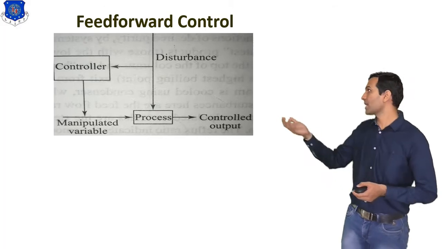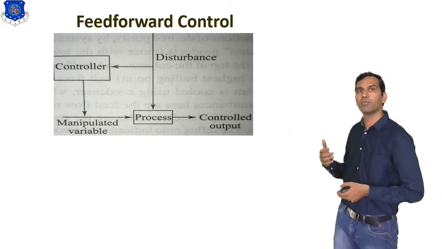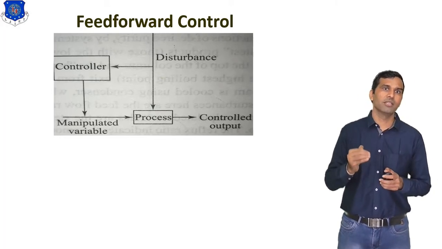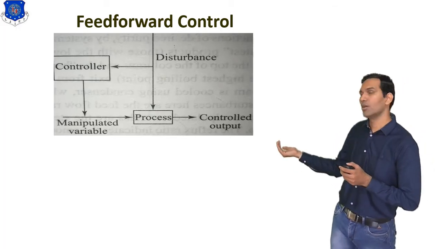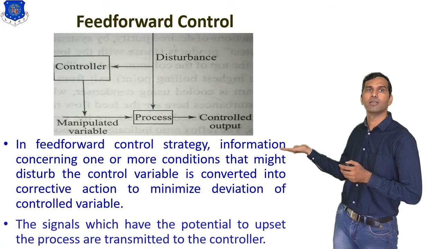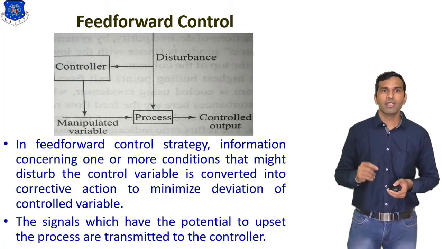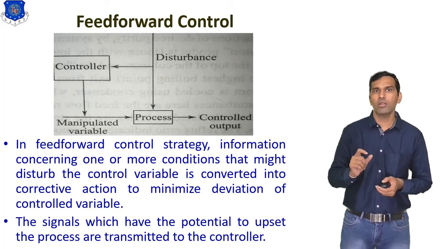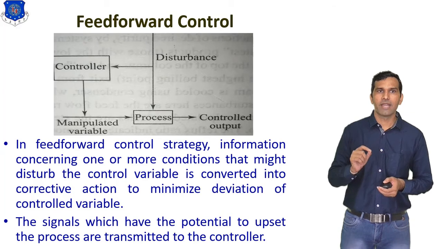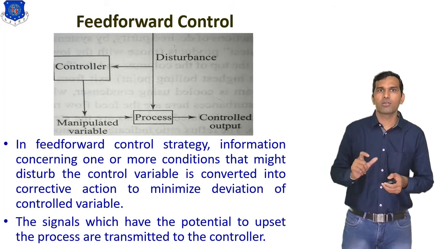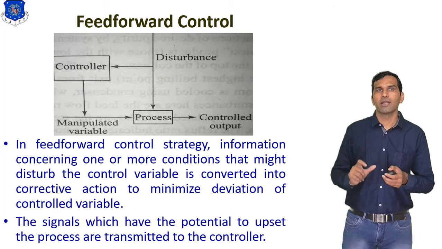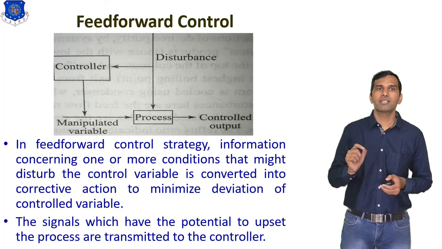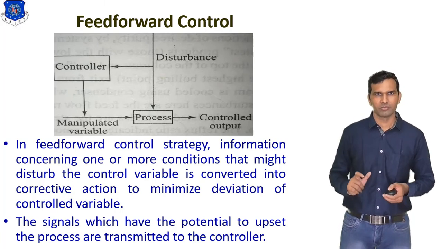See, this is the block diagram of the feed-forward control system. After reading it, you can understand feed-forward. That means here we place the control system before the process, you can see here. In the feed-forward control strategy, information concerning one or more conditions that might disturb the control variable is converted into corrective action to minimize the deviation of the control variable.